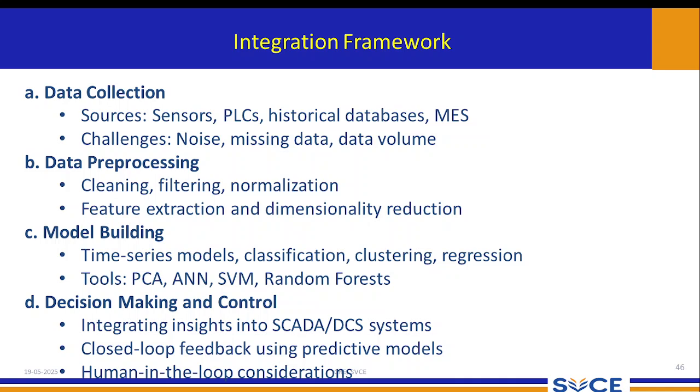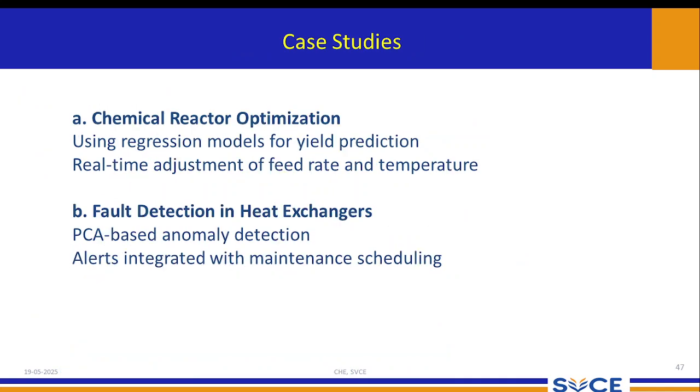These are all supervised learning, right? So decision making and control means integrating the insights into SCADA and DCS systems, closed loop feedback using predictive models, and human in loop considerations. Coming to the case studies: chemical reactor optimization and fault detection in heat exchangers. In chemical reactor optimization, regression models are used for yield prediction, with real-time adjustment of feed rate and temperature. For fault detection in heat exchangers, principal component analysis based anomaly detection is used, with alerts integrated with maintenance scheduling.